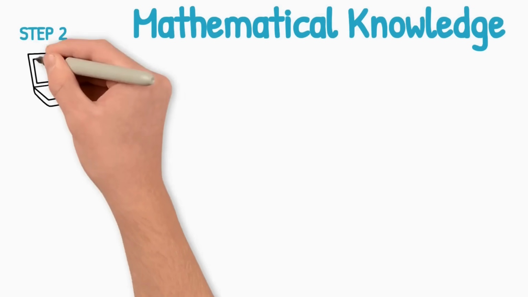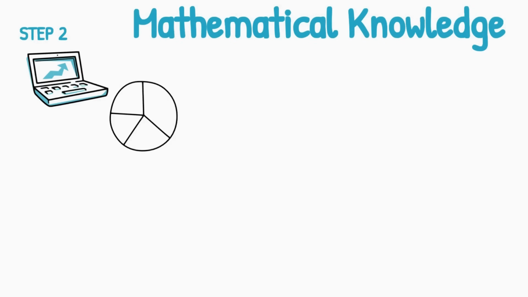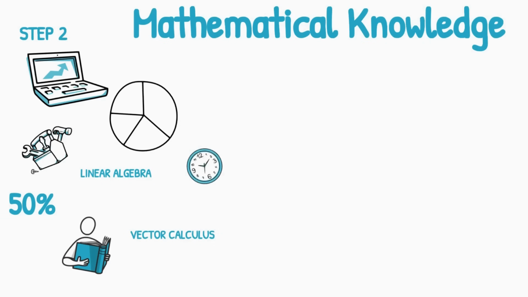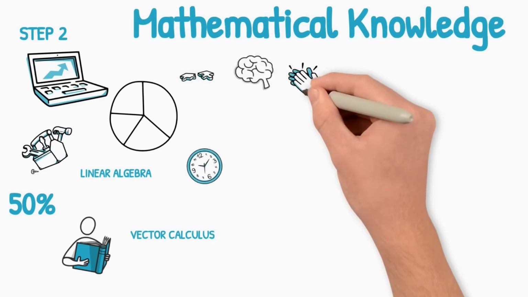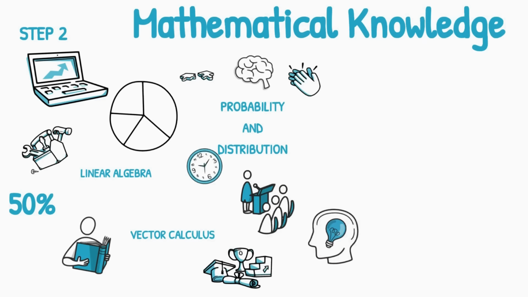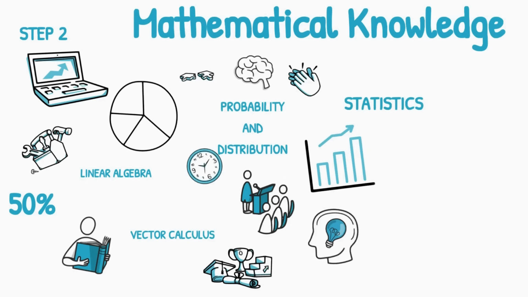Artificial intelligence, AI, relies heavily on mathematics for its core functionalities. Building a strong foundation in specific mathematical disciplines is crucial for aspiring AI developers and researchers. The essential mathematical knowledge required for AI is linear algebra, vector calculus, probability and distribution, statistics, and matrix decomposition.